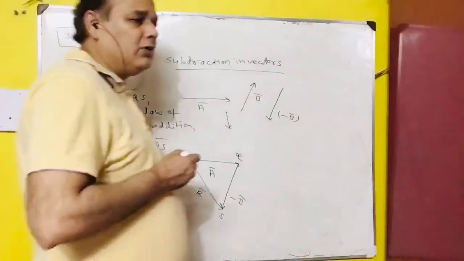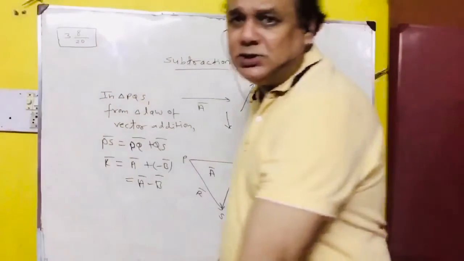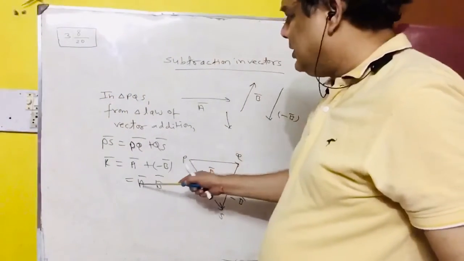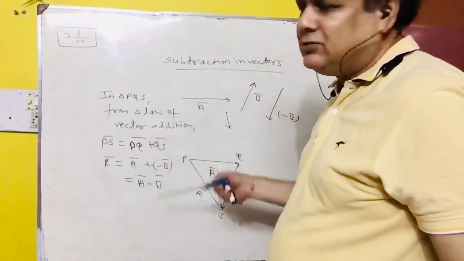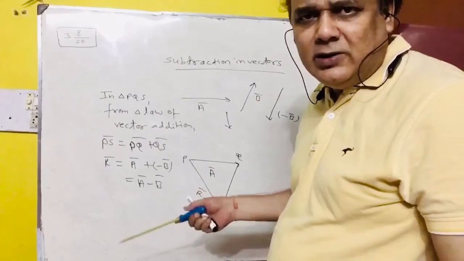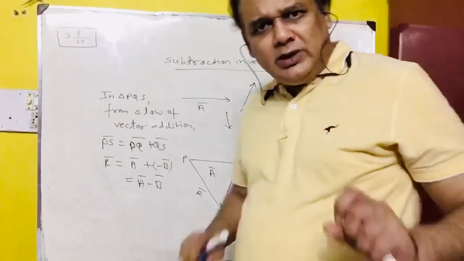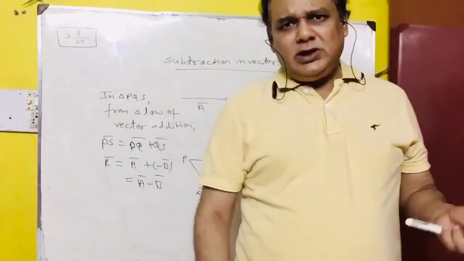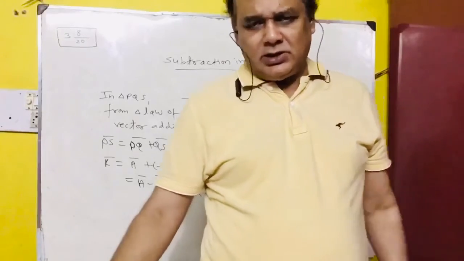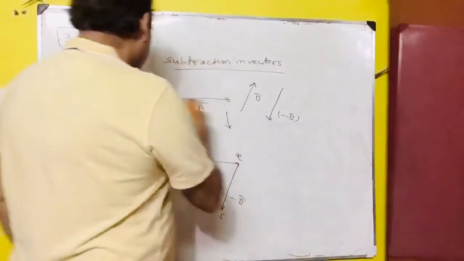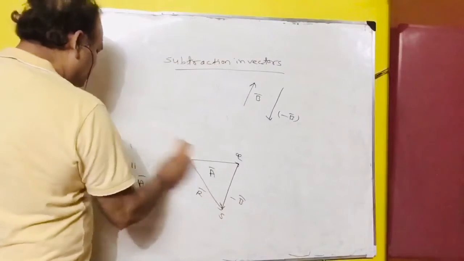So according to you this is subtraction, but according to me it is not subtraction, it is only addition, but we are taking one vector in the opposite direction. So only addition is there. If you change the direction, it is subtraction. So now we move towards the multiplication of vector.